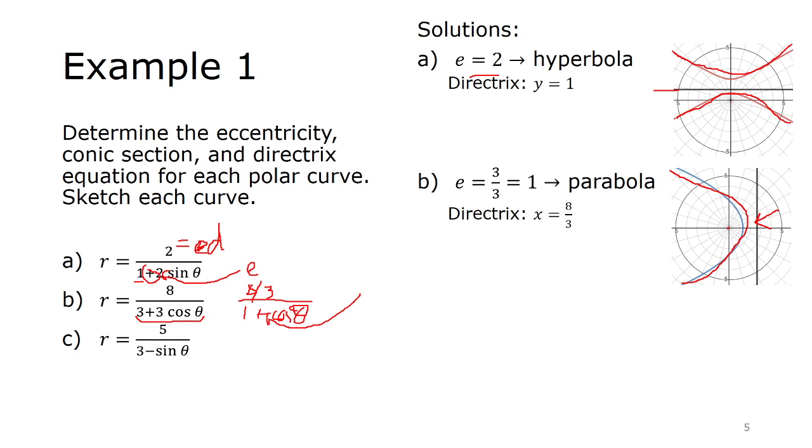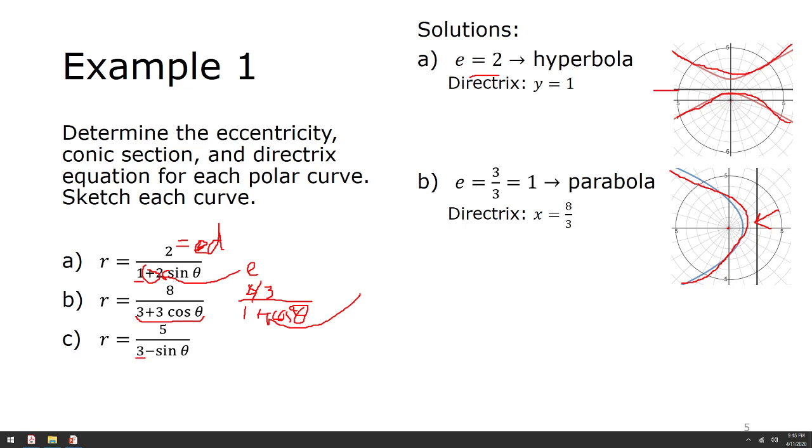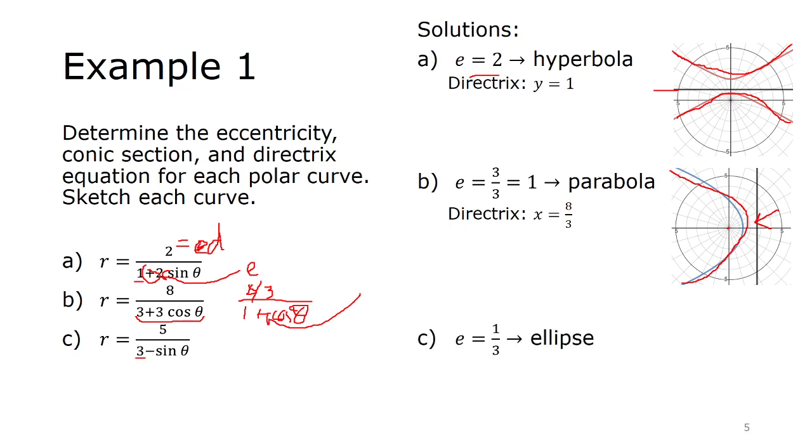Lastly, for part C, we again need to do a little bit of work to get that written into its standard form. We would divide the top and bottom by 3 again, which means that the coefficient of sine is going to become 1/3, indicating an ellipse shape.